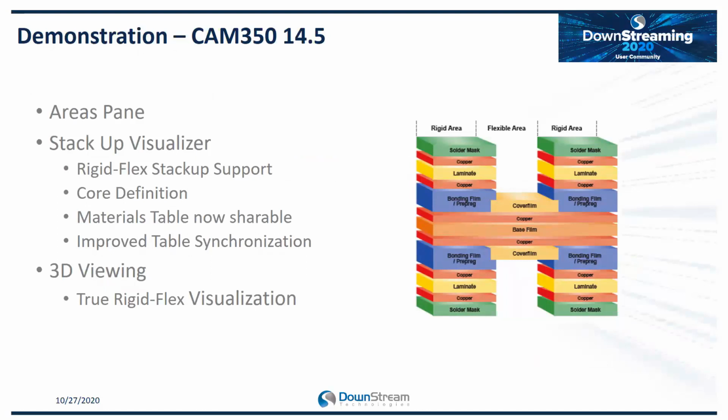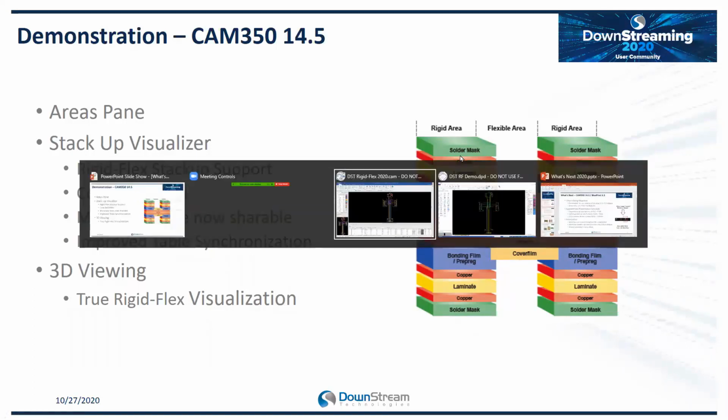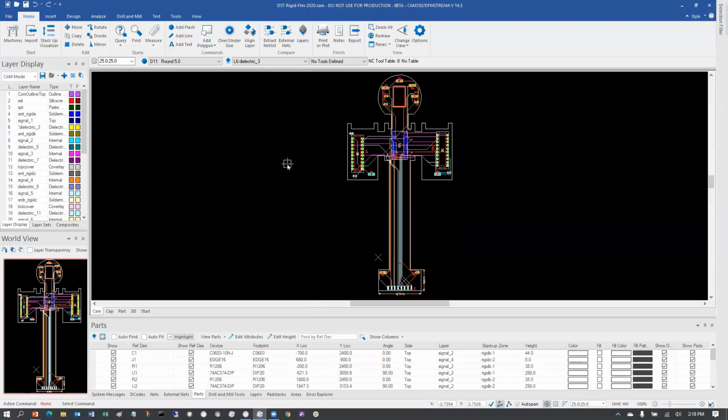So without any further ado, I'm going to just jump right into a demonstration of CAM350. Here's this design that I was showing a moment ago on the slides. This is a rigid flex design, 8-layer design. When we took the data in, in this case it was ODB++.